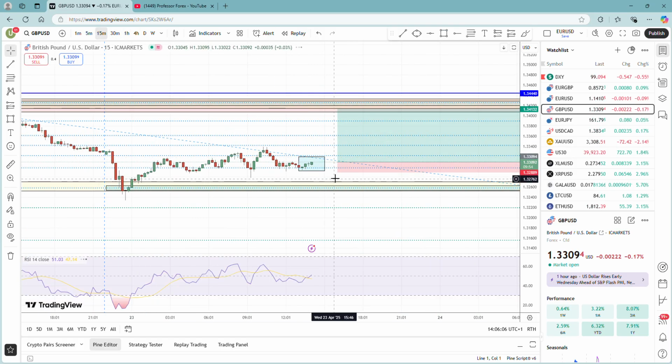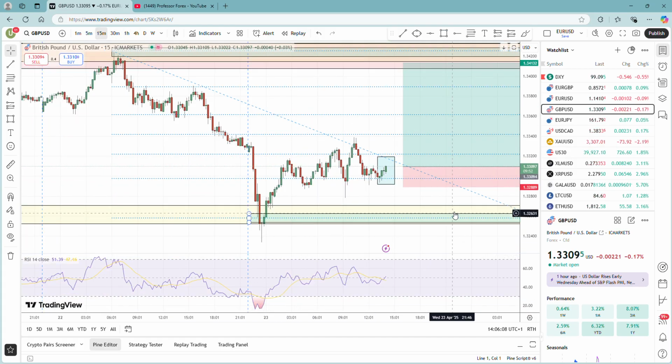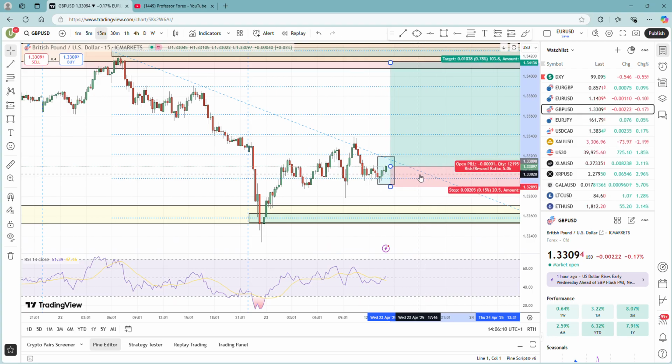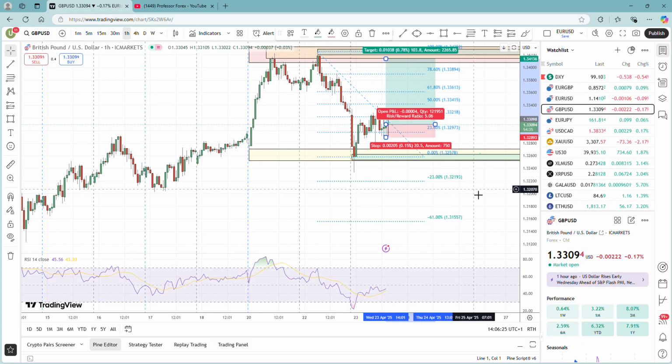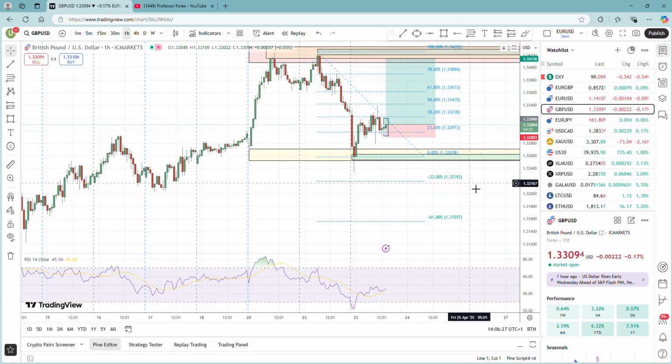You can break it down further to an M15 just to minimize your stop loss. Price comes here once, twice. You can see there's a slight support level here on the M15. I'm going to risk 20 pips to win 103. That's a risk to reward ratio of 1 to 5. That's really good. So I'm going to go ahead and enter that trade on MetaTrader 4.